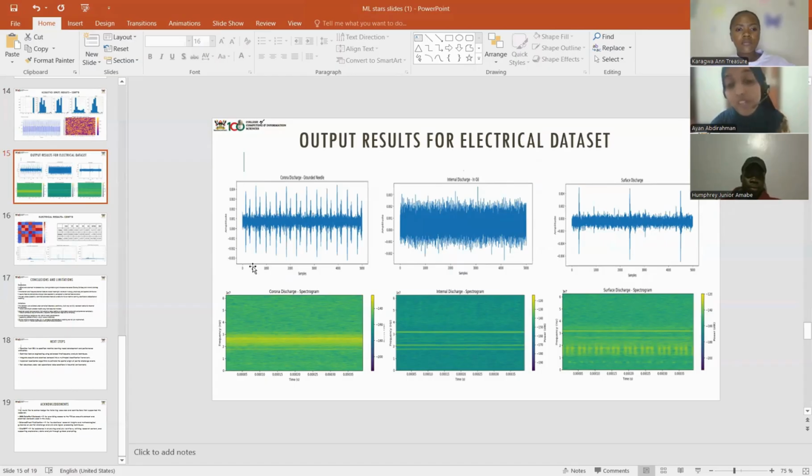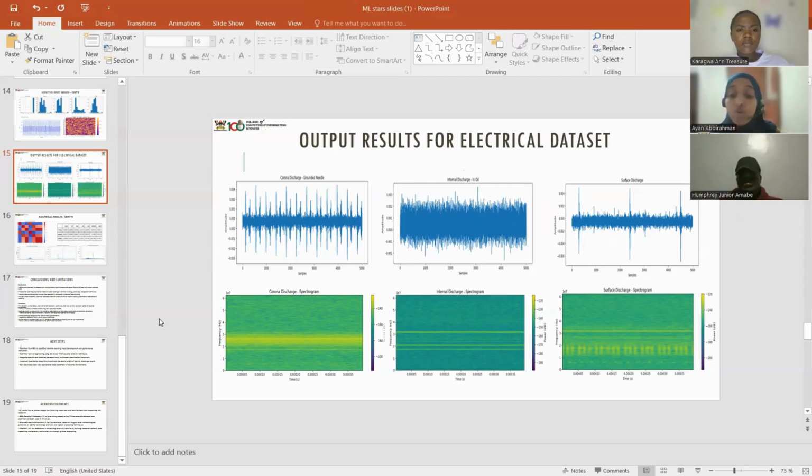I'm going to talk about the electrical data set, and I'm going to start with the waveform. We're going to first start by comparing the different waveforms of the corona, internal and surface discharges in the three folders. If you look very carefully at the corona discharge waveform, you will see that it has very high sparks. It's very continuous and less compact compared to the internal discharge, which is very smooth and more dense compared to the corona discharge. But it has less amplitude, therefore fewer sparks, therefore lower frequency compared to the corona and the surface discharge.